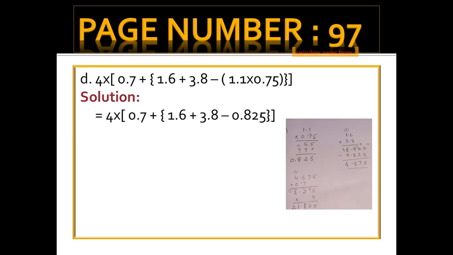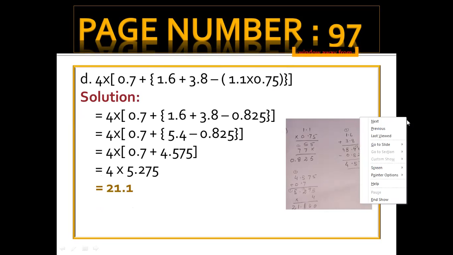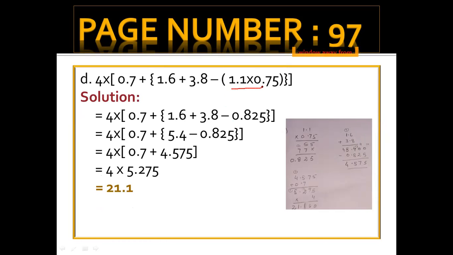4 multiply square bracket 0.7 plus curly bracket 1.6 plus 3.8 minus round bracket 1.1 multiply 0.75, and all the brackets become closed. First is the term of 1.1 multiply 0.75. When you multiply these two, 0.825, and in the curly bracket 1.6 plus 3.8.